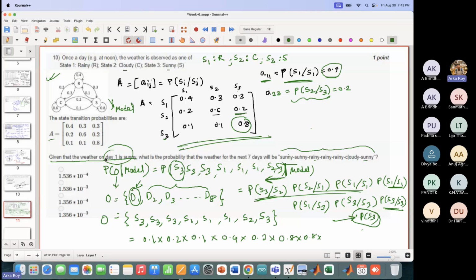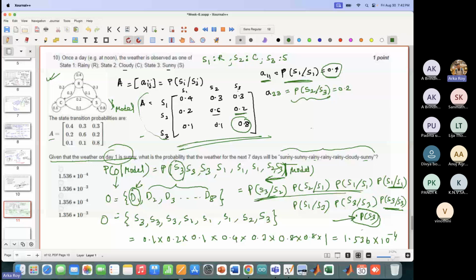You should know how to extract these nomenclatures, P(S1 given S1), P(S2 given S2), all these things. And then you should also know how to write the probability of the sequence. After you get the probability of the sequence, you just multiply all of them, and then you get the final answer. That's it. With this, we have solved this week's quiz, the week 5 quiz.